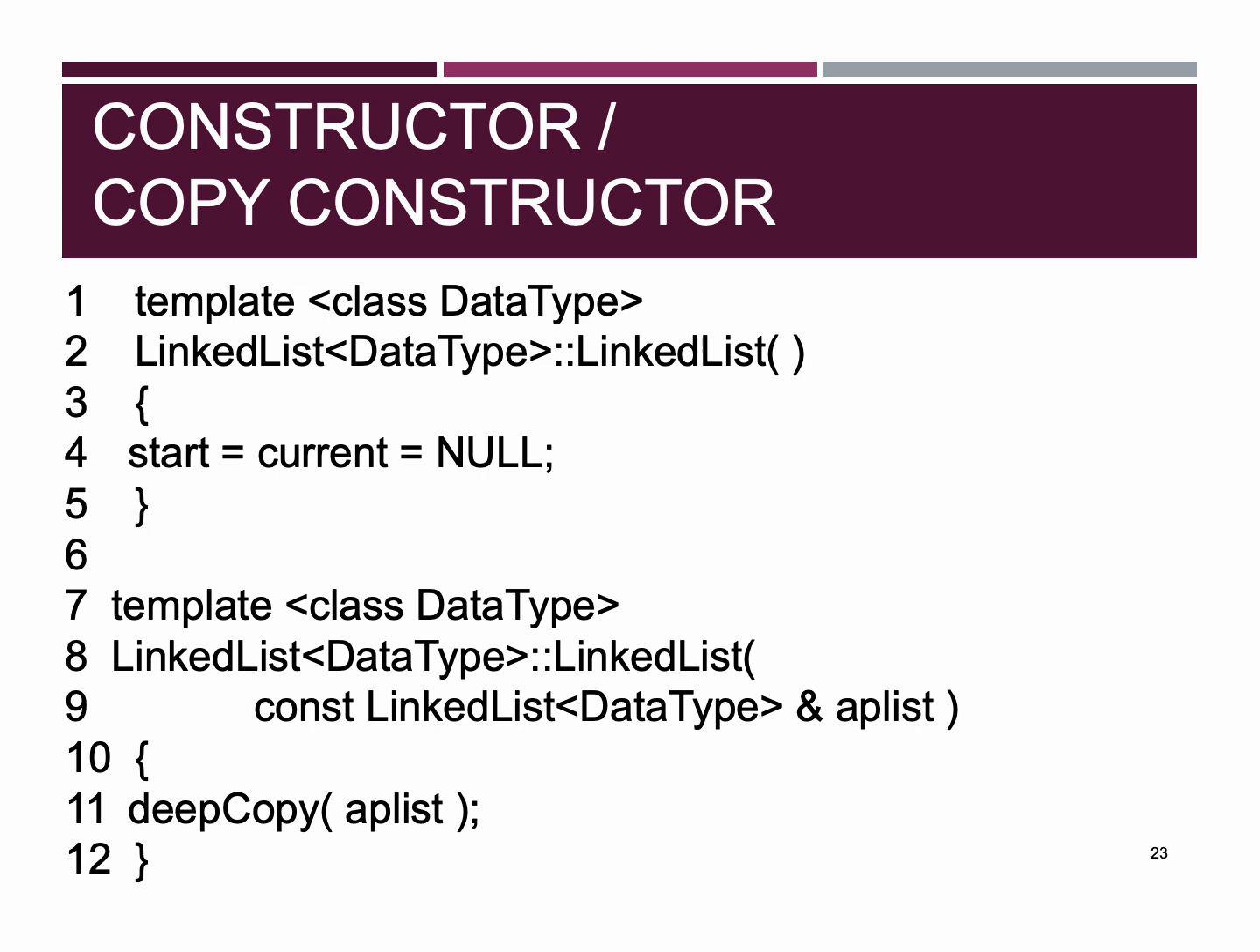Here we'll see the constructor and the copy constructor. Here the default constructor is responsible for initializing an empty linked list. As you can see, both the start and current pointers are set to null, indicating that the list is initially empty and there are no elements to traverse. Then the copy constructor allows us to create a new linked list that is a copy of an existing linked list.